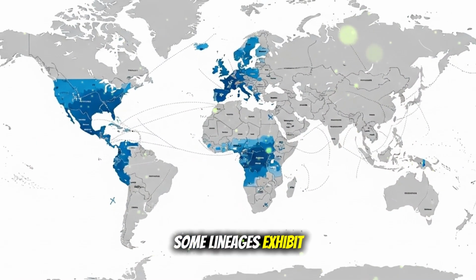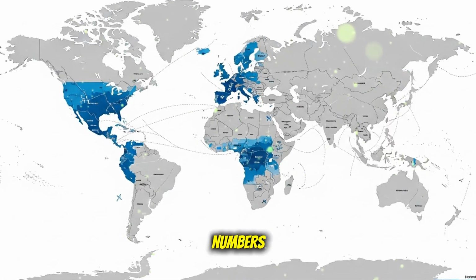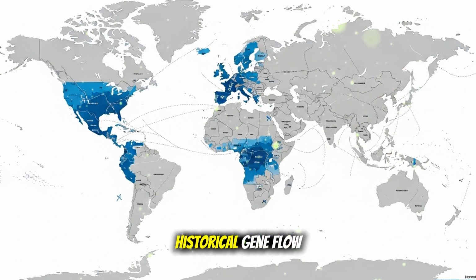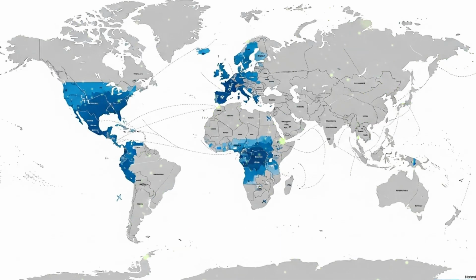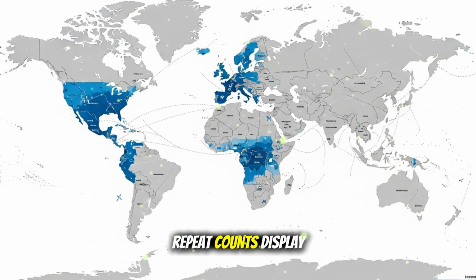Some lineages exhibit higher baseline repeat numbers, while others show greater stability across generations. These differences reflect historical gene flow, founder effects, and the demographic expansions that shaped regional ancestries. In contrast, populations with lower repeat counts display reduced prevalence, indicating how genetic variation aligns with migration histories.